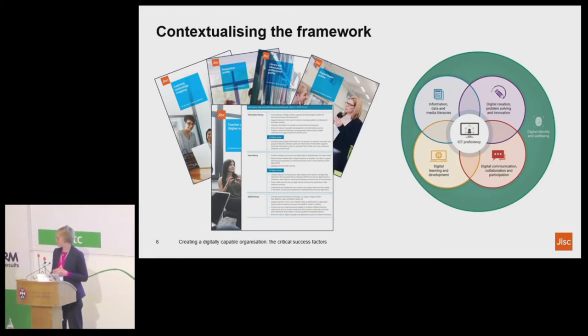But no one sets out to become digitally capable on its own. So we've also done a lot of work to think about contextualising that framework for different purposes. And one of the ways in which the framework has been contextualised is around the development of role profiles, which unpick digital practices that might be relevant to particular roles. And we've got nine in total now, and they've been developed in line with the relevant professional standards to ensure that digital skills aren't seen as something separate, that it's just part of that ongoing professional development conversation.